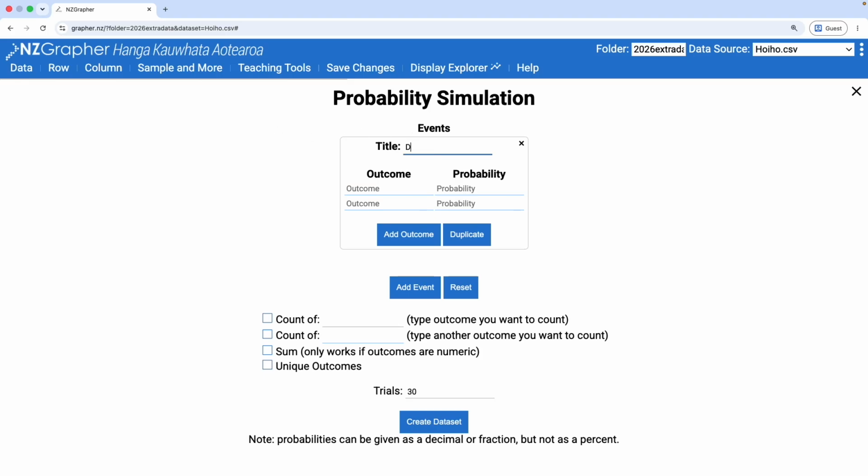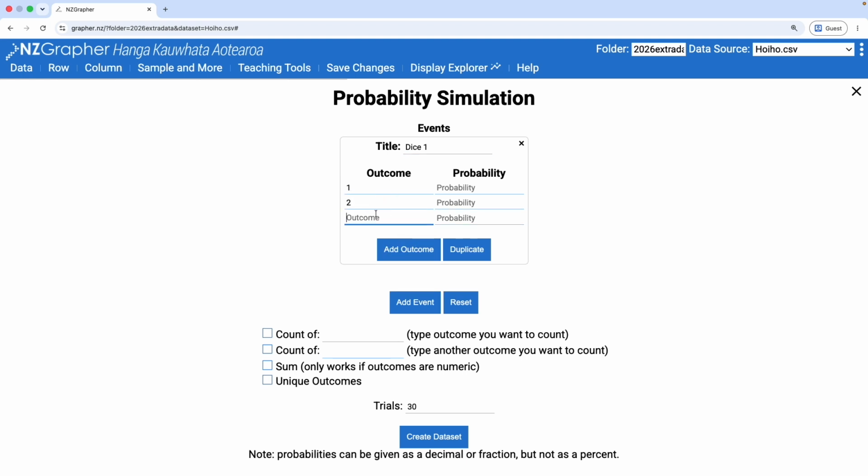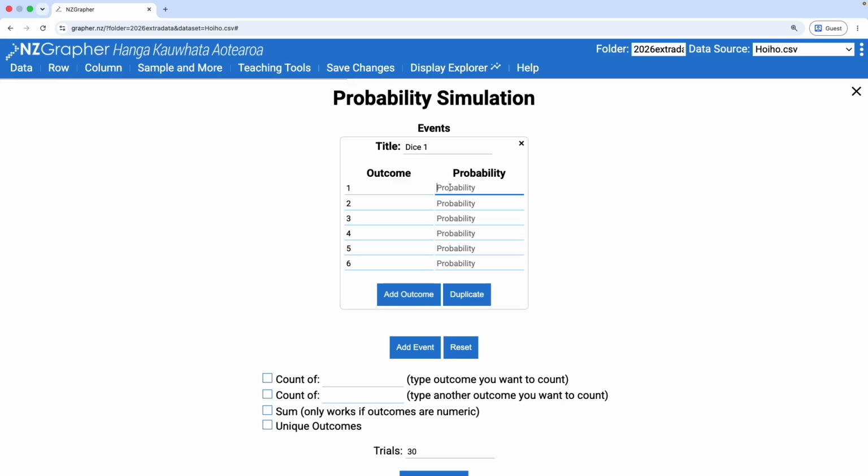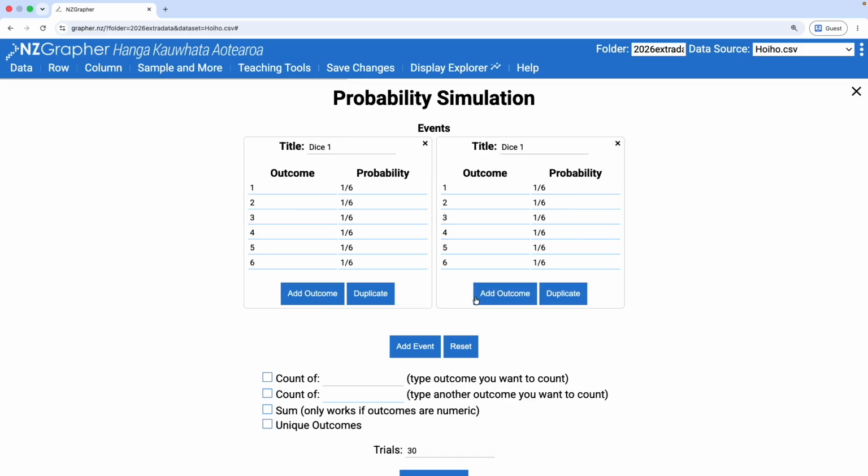So I'm going to call this one dice 1, and the possible outcomes I can get are 1, 2, 3, 4, 5, or 6, and because these are fair dice, I'm going to put in 1 out of 6 as my probability for each one of them. And then what I'm going to do is I'm going to duplicate that because I want to roll 2 dice. So I now have 2 dice. I've got 2 nicely theoretical dice. We've got their sides numbered 1 to 6, and they are perfectly fair dice.